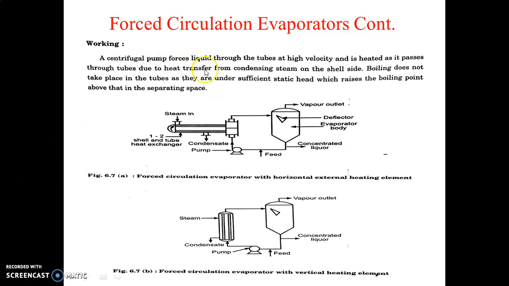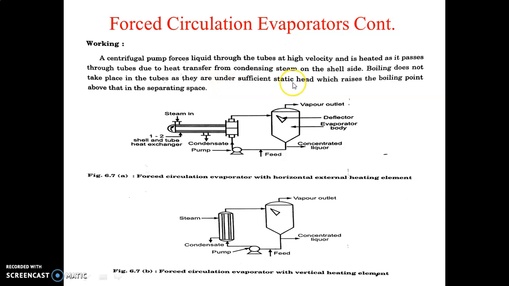A centrifugal pump forces the liquid through the tubes at a high velocity, and it is heated as it passes through the tubes, due to the heat transfer by condensing steam. So steam is added here. This steam gives heat to the liquid, and boiling does not take place in this heat exchanger because it is under pressure.